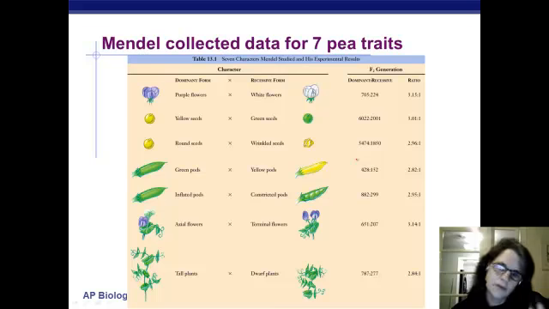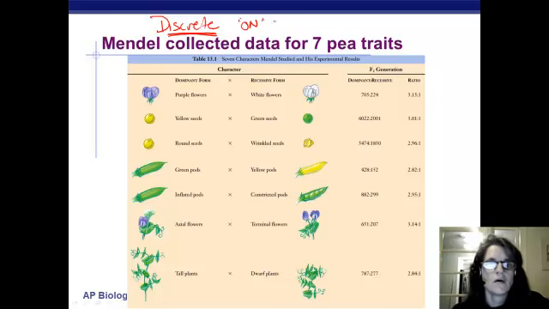Additionally, he worked with pea plants, and for pea plants, there are many traits that are what we would call discrete, meaning they are either on or off. The plant either shows the trait or it shows another trait. There is no in between.